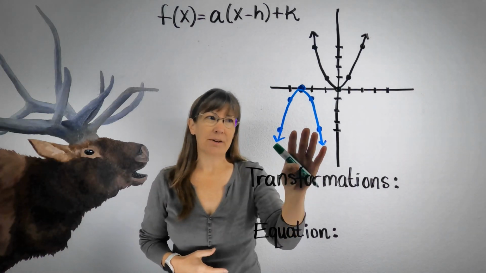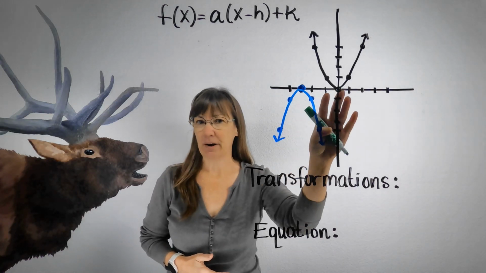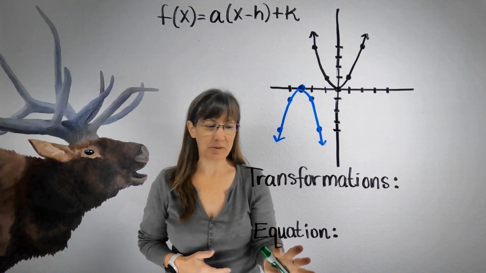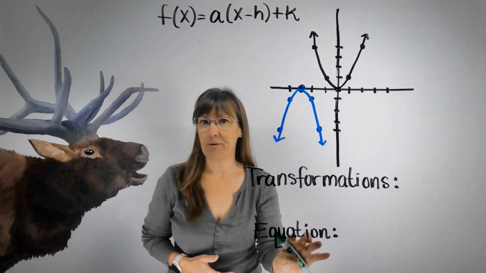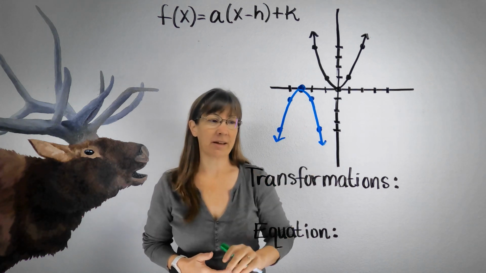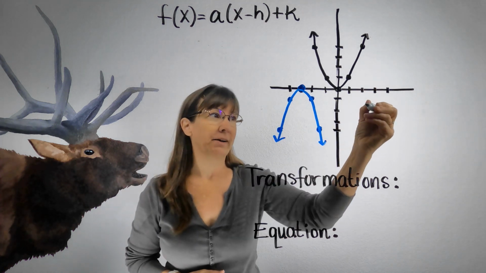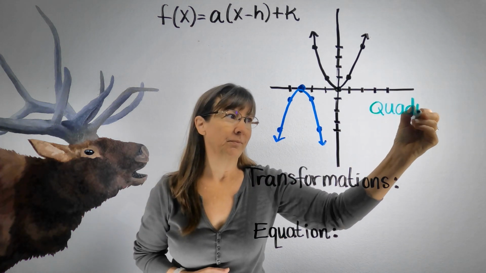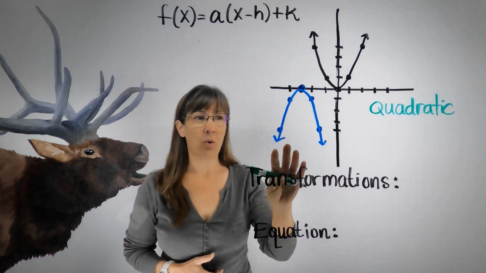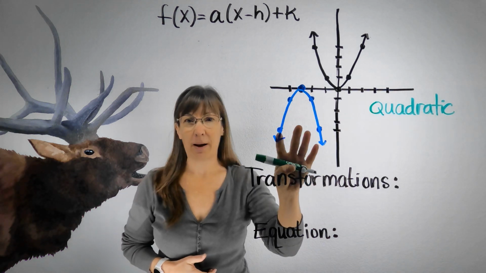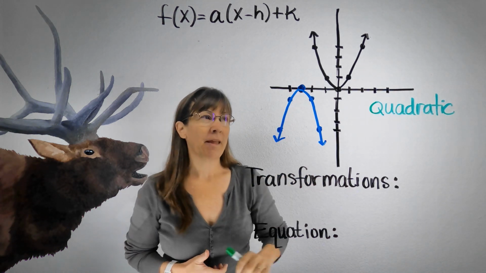Today I'm going to look at three different graphs of parent functions that have been transformed, and then we're going to write the equation for the transformed graph. First, I'd like to take a look at this one. This is a quadratic. We know it's a quadratic because of the parabola, the U shape.